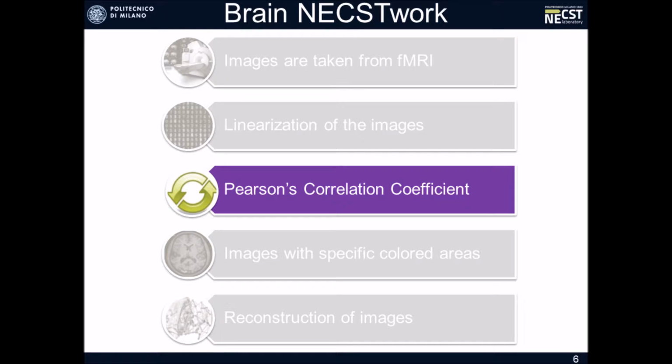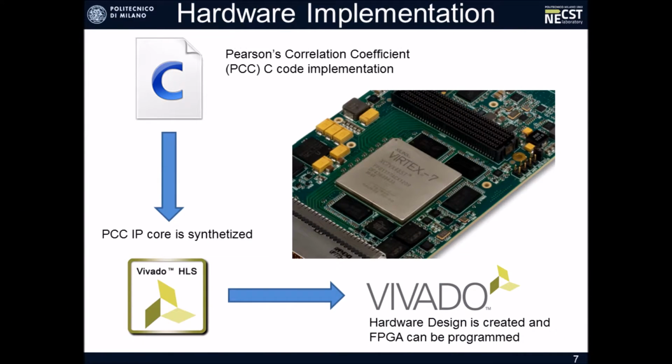Our implementation can be schematized in three main steps. We start from a C code implementation of our algorithm. Then we use it to synthesize an IP core we will use to create the design for our FPGA. Finally, the FPGA can be programmed using Vivado.